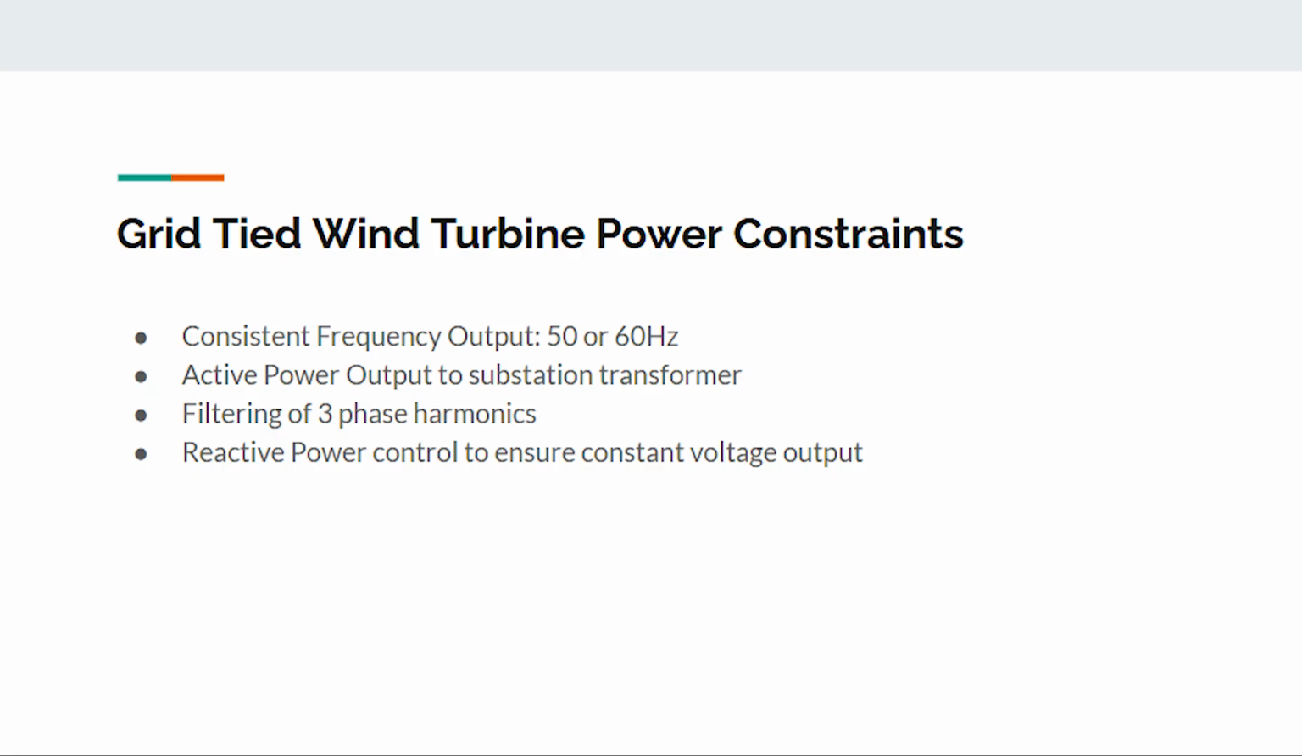We must also consider the active power met at the substation transformer we intend to connect, as well as the power output of the wind turbine. Any mismatch between the two may cause issues. We must also filter out three-phase harmonics that may be generated as well. This includes noise and much more. Lastly, we must also control the reactive power to ensure a constant voltage output.